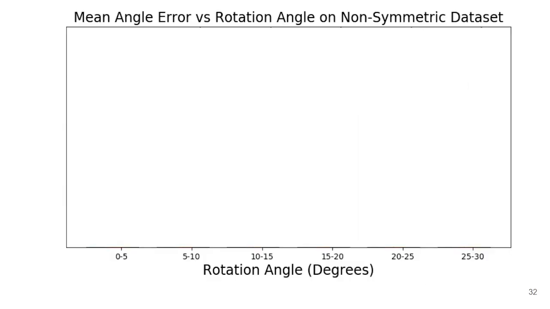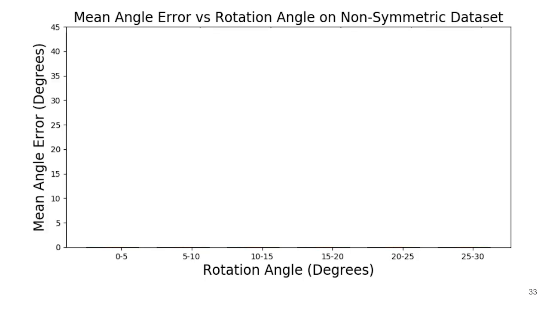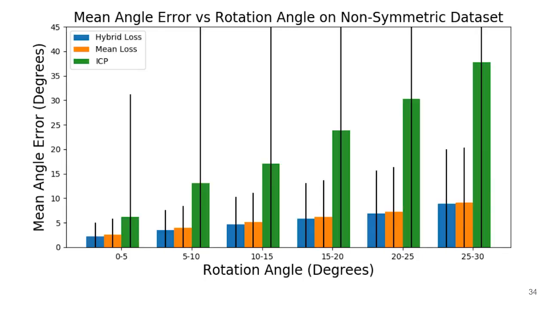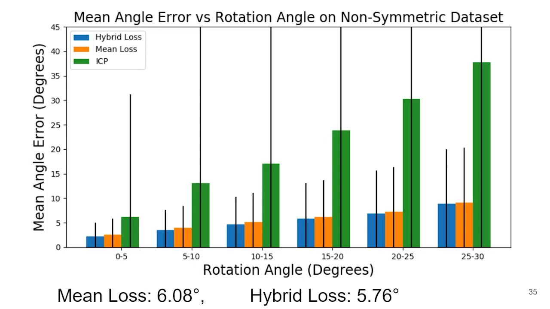We evaluate the results of the network trained on the non-symmetric dataset. The x-axis represents the difference between the start image and the goal image of the data points in the test set. The y-axis represents the angle difference error of the estimated rotation. We compare the performance of the network trained on the mean loss and the hybrid loss. We observe that we get an average loss of 6.1 degrees when trained on the mean loss and 5.8 degrees when trained on the hybrid loss, and 22 degrees according to an iterative closest point baseline.